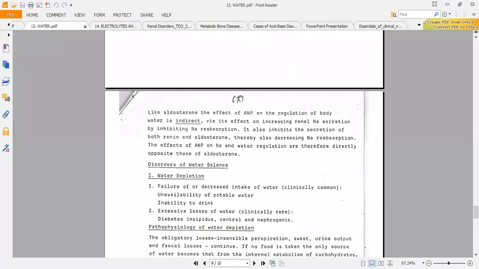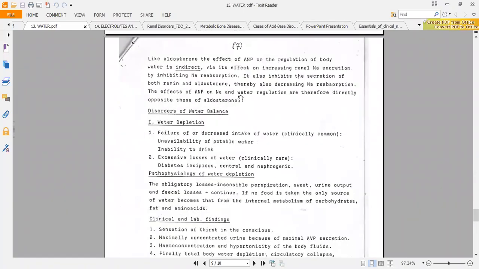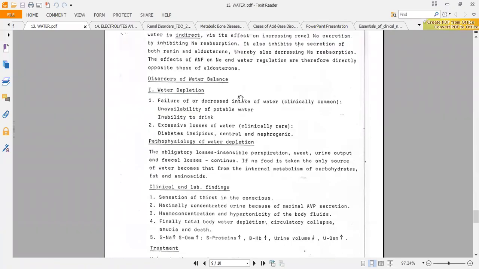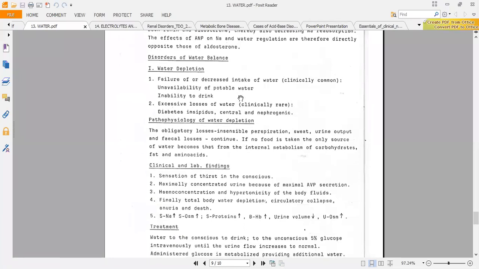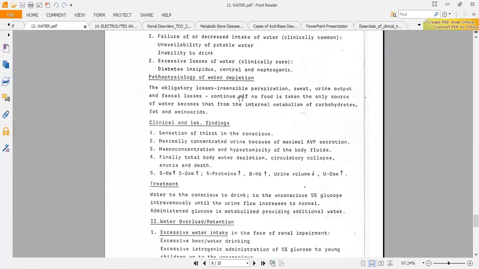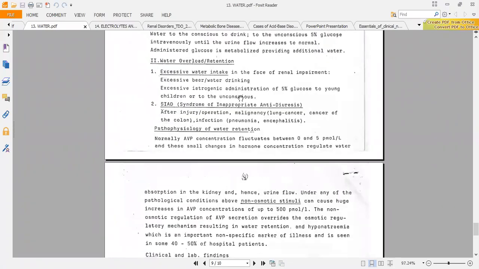Okay, good. So I've talked about three major hormones which are used in water regulation. I've talked about vasopressin, I've talked about aldosterone, and I've talked about ANP. Okay. Now the last part of the slide, that is water disorders. Okay, so we are going to look at two main water disorders. Then we end this part. Okay, just 2 slides left.